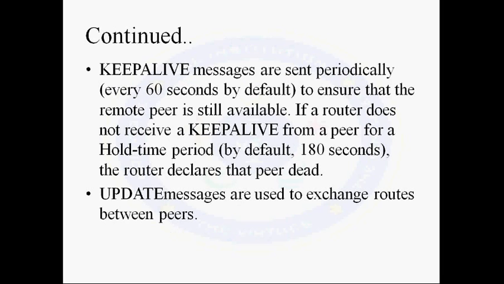Keep alive messages are sent periodically to ensure the remote peer is still available. If a router doesn't receive a keep alive message from a peer for a whole time period, the router declares that peer is dead. Update messages are used to exchange routes between the peers.